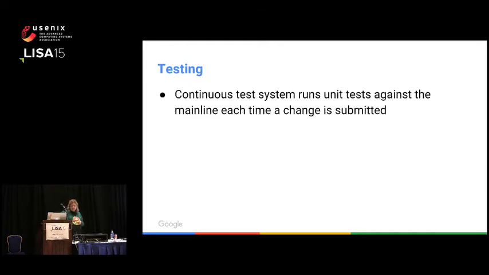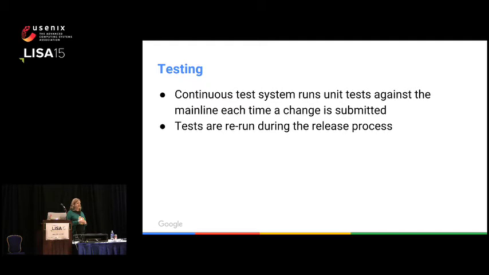Testing. We've got a continuous test system, and it runs unit tests every time a change is submitted to our source code repository. And the idea is you want to catch changes as quickly as possible. This allows us to catch many errors before changes are actually submitted. Well, you can do it before changes are submitted, depending on how you've set up your tree, but they absolutely are done after changes are submitted. During the release process, we rerun tests.